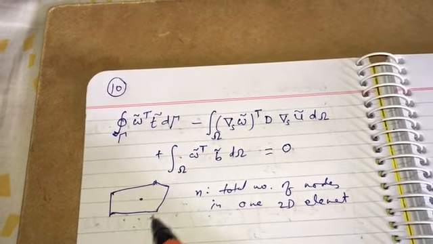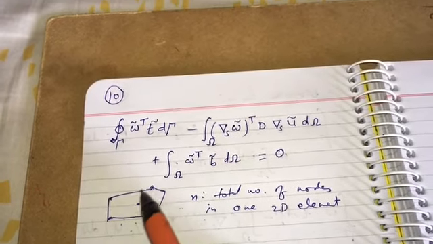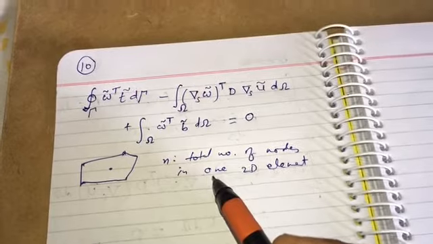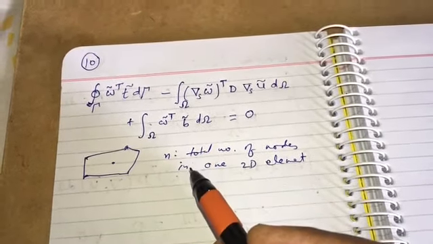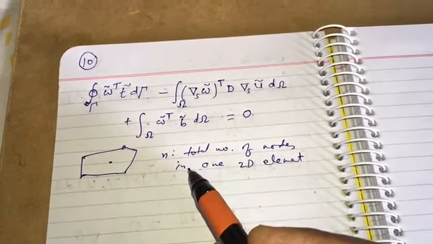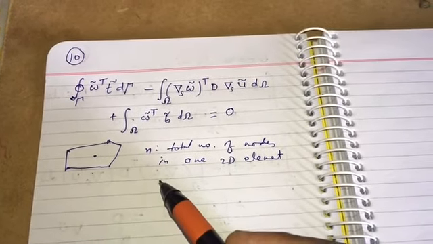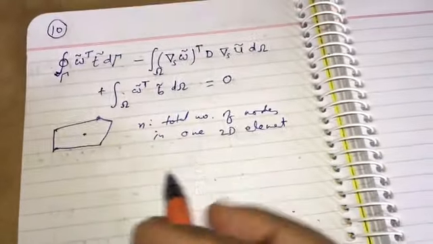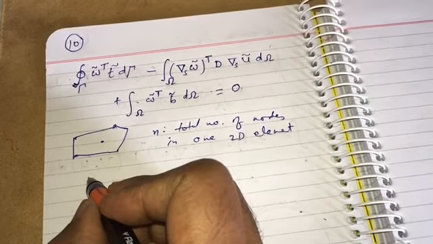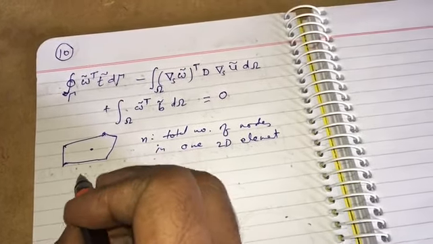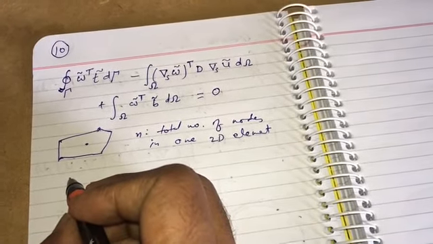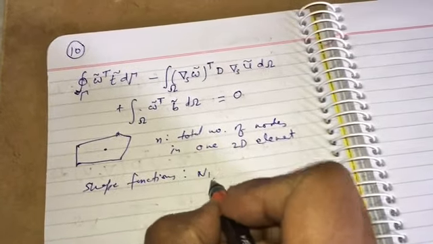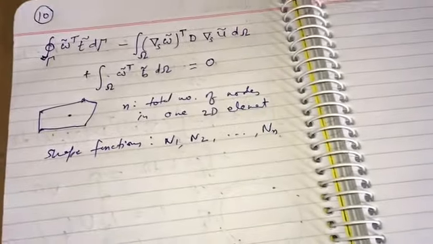In this example element we have 5 corners and one in the middle, so n equals 6, but this is just an example. We will do the derivation for an arbitrary number of nodes in one element, and later we will take examples of 3-noded, 4-noded or 6-noded elements, etc. If n is the total number of nodes in one element, then there will be a total of n shape functions: N1, N2 to Nn.